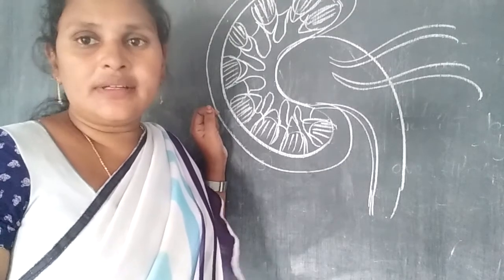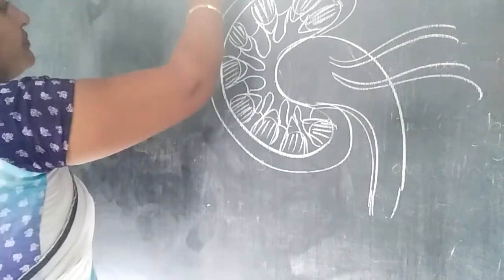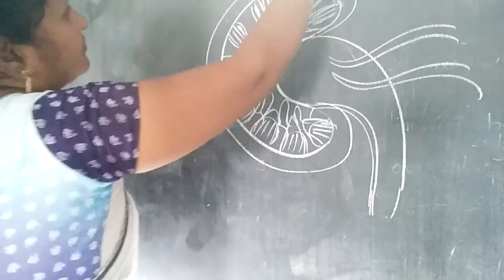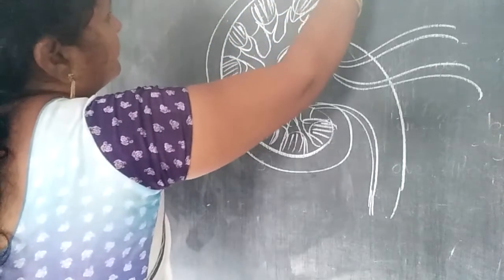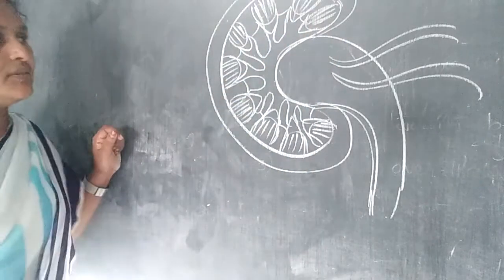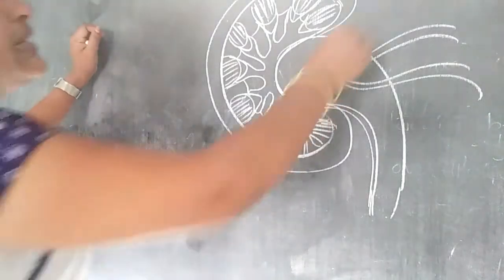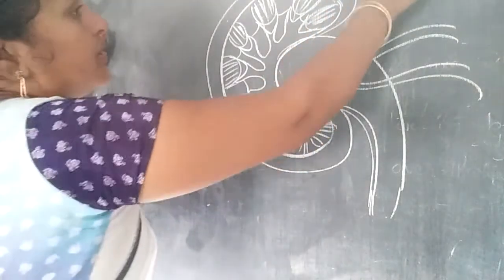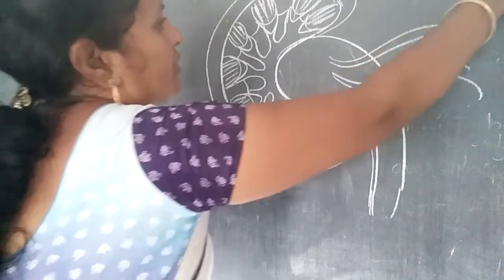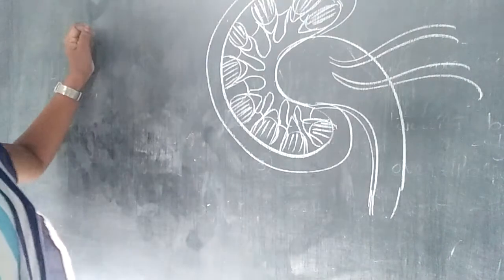Today's topic is structure of kidney. First of all, kidneys are the excretory organs.